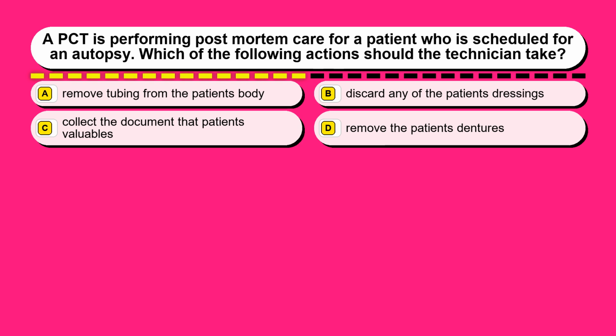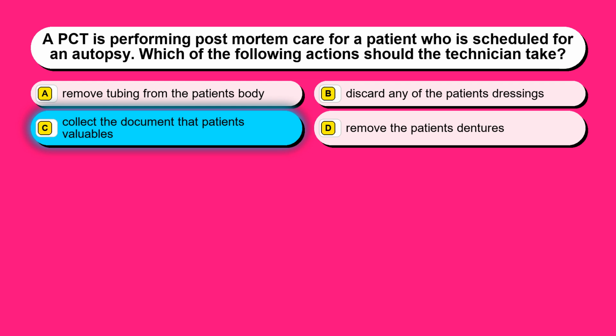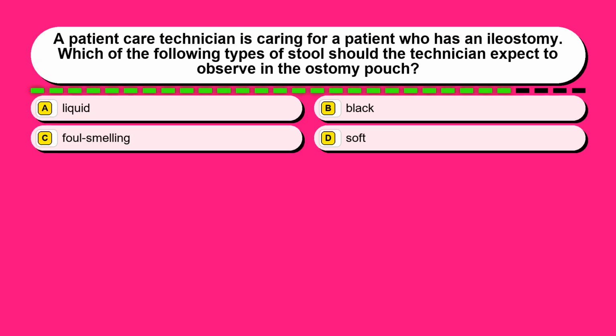Option A, remove tubing from the patient's body. Option B, discard any of the patient's dressings. Option C, collect and document the patient's valuables. Option D, remove the patient's dentures. The correct answer is option C, collect and document the patient's valuables. Question 64. A patient care technician is caring for a patient who has an ileostomy.